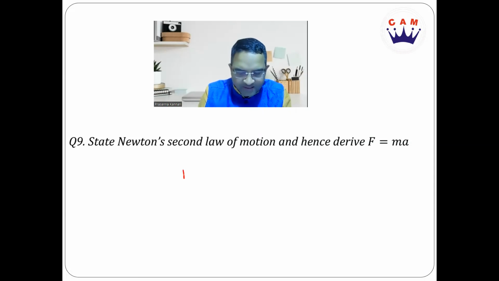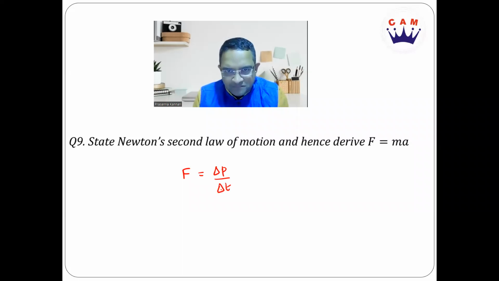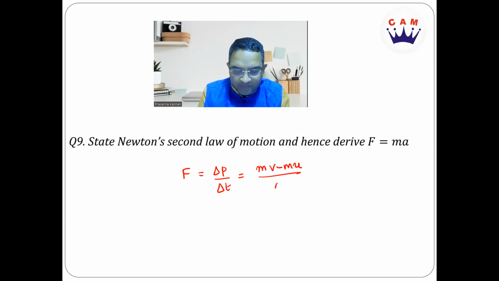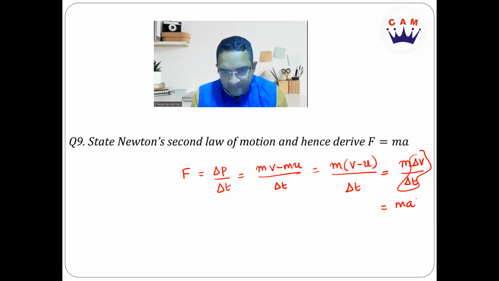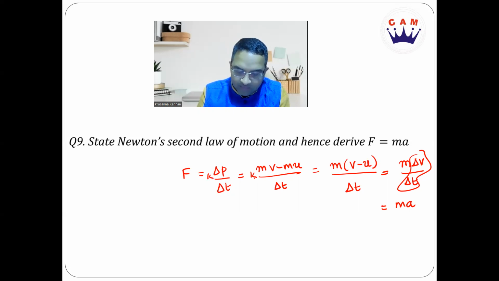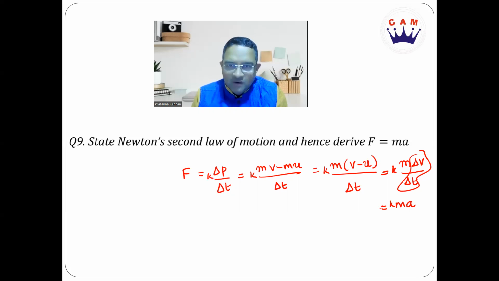One is you can write F as the average force, where your change in momentum is nothing but mv minus mu divided by the time. So your change in velocity by change in time becomes the acceleration. So you can say F is equal to ma. Of course, it's proportional, in fact, so you always have this k term here. And in SI, the value of k is going to be 1.